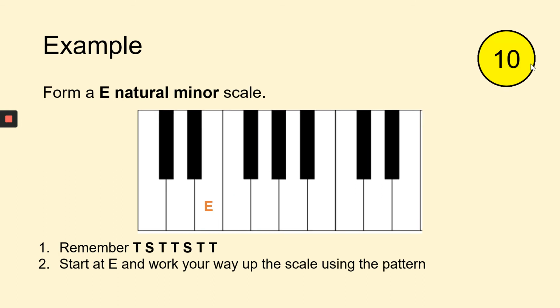Now, what are the notes of an E natural minor scale? So let's start on E and follow our pattern. First we go up by a tone, which gives us an F sharp, a semitone, which gives us a G, and then a tone, which gives us an A. We go up by a tone, which gives us a B, a semitone, which gives us a C, and then a tone, which gives us a D. And then that final tone at the end brings us to E again.